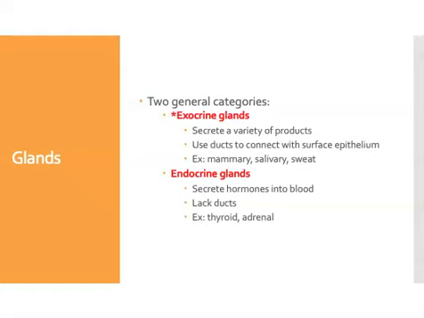Now, endocrine glands are very different. Unlike exocrine glands, endocrine glands only secrete hormones, and they secrete those hormones directly into the blood. Endocrine glands don't have any ducts associated with them. A couple of examples of endocrine glands are the thyroid gland and the adrenal gland. Again, we're going to stay focused on exocrine glands.